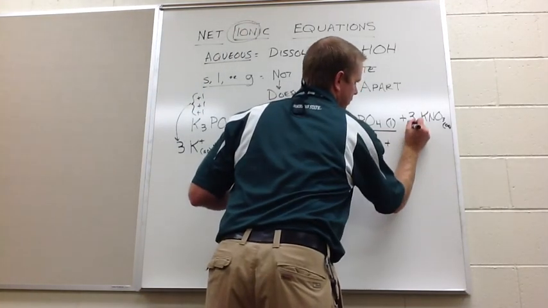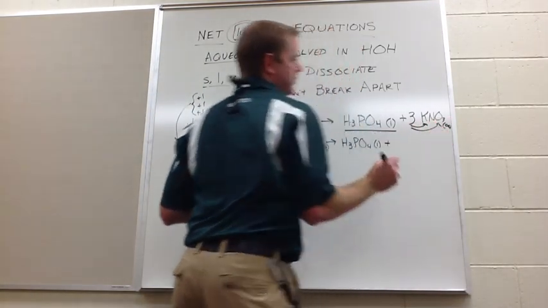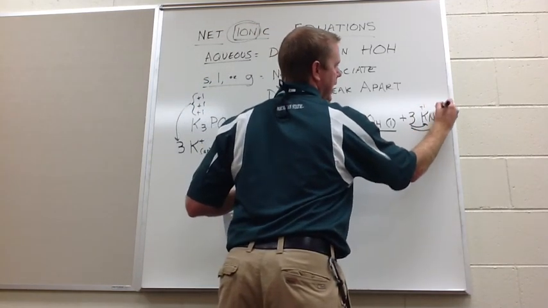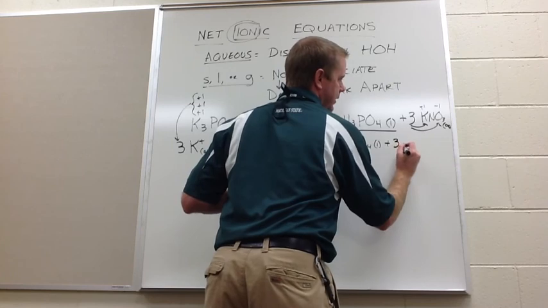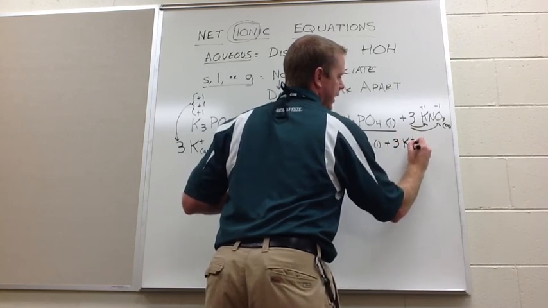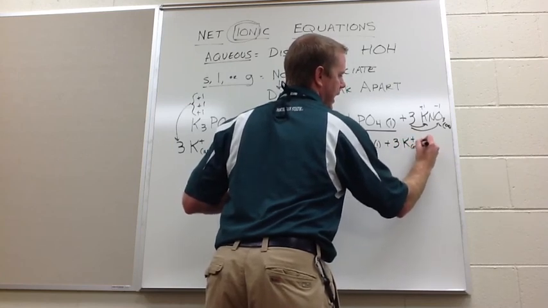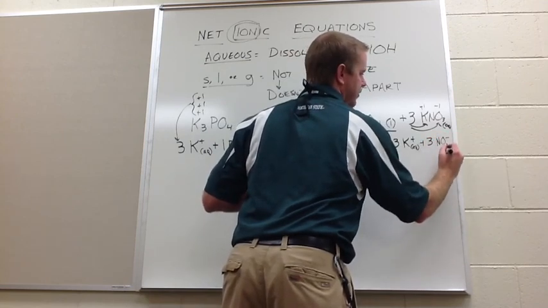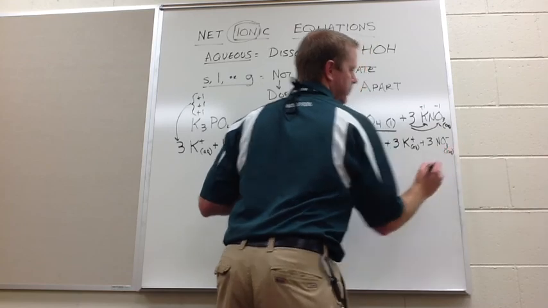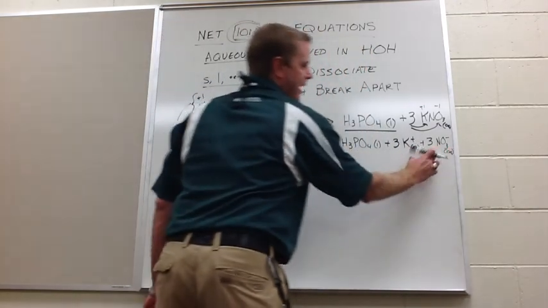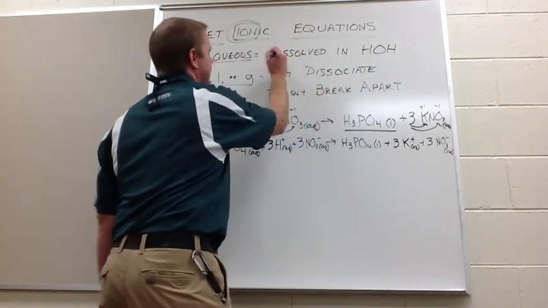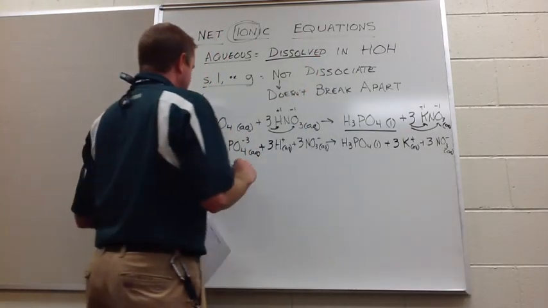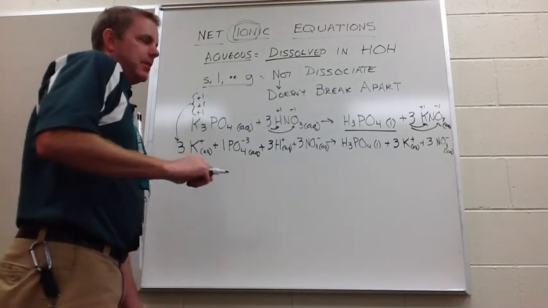Plus this 3 distributes, so plus 1, minus 1. So you end up with 3K plus aqueous ions and 3NO3 minus aqueous ions. That's what that breaks down into. Why? Because it was aqueous, and aqueous things dissolve. They break down. They're soluble. So what we end up doing now is the last thing.